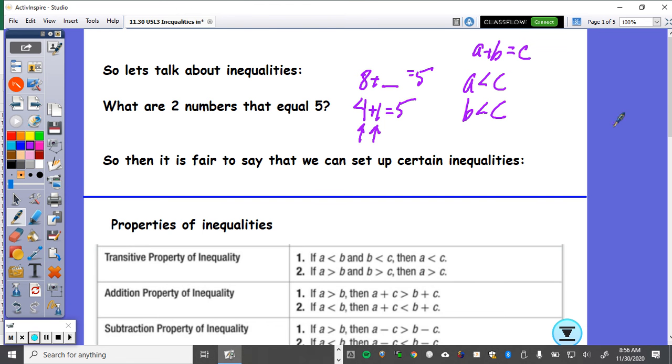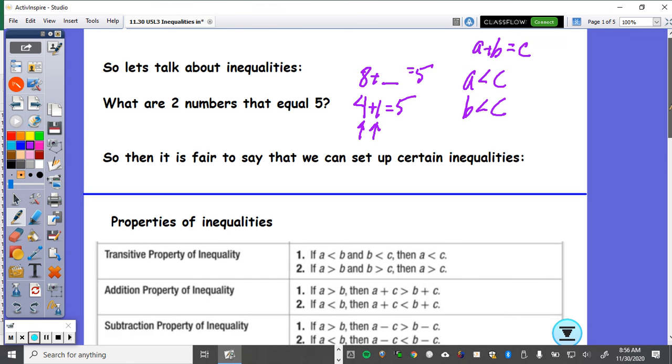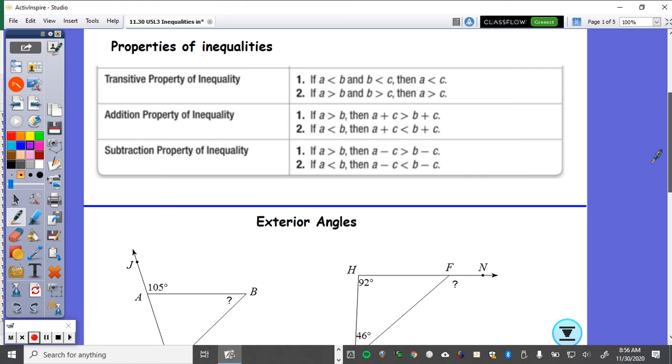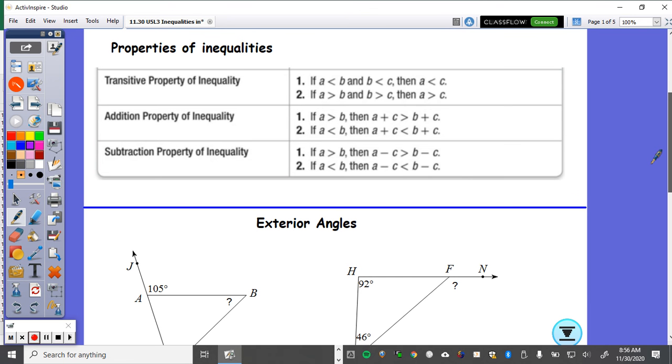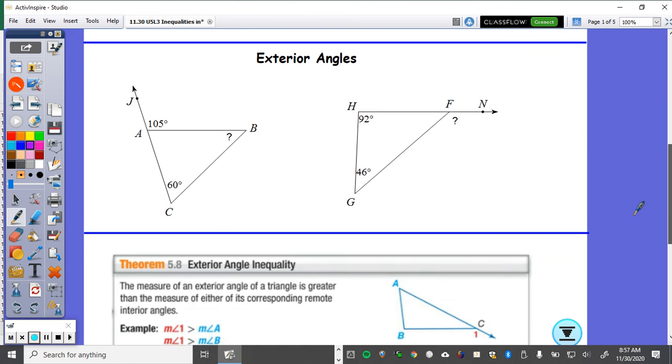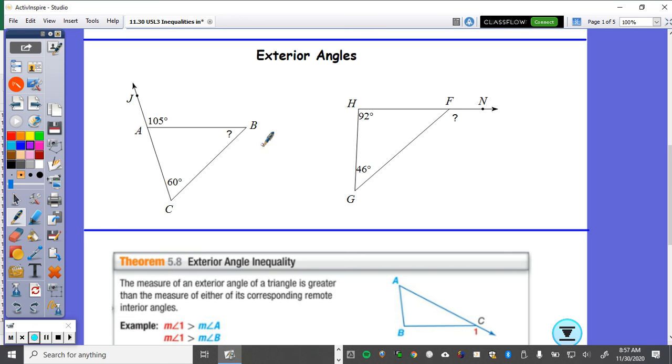Okay. All right. So we know these properties of equalities. So I want you to find angle B here, and I want you to find angle F there. In this case right here with exterior angles, you have to remember, in order to do this section right here, that if I added this angle plus this angle, I'm going to get this angle right here.